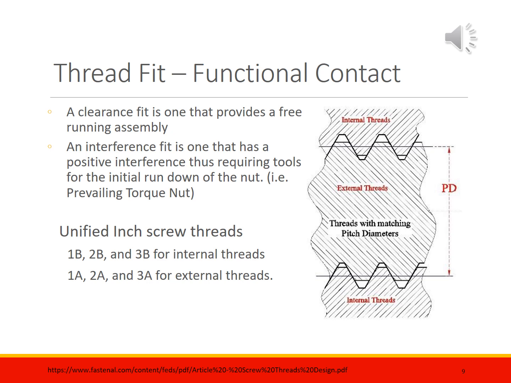Now for unified inch screw threads, there are 6 standard classes of fit that afford different levels of allowance or fit. The B section, 1B, 2B, 3B, those are for internal threads. There's three more now, 1A, 2A, 3A. Those are for external threads. And we'll cover this in a bit more detail, but they're all considered clearance fits. That is, they assemble without interference. However, the higher the class number, the tighter the fit, but they still run freely.